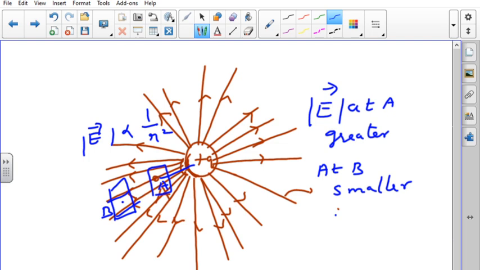That means we conclude, when distance increases, then the magnitude of electric field decreases. Therefore, the number of lines crossing the surface A is greater than the number of lines crossing the surface B. Why? It is farther apart from the charge. So, this is the property that we have seen.